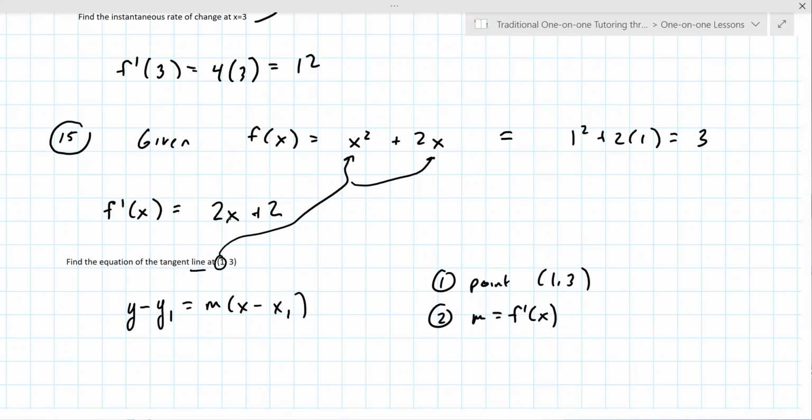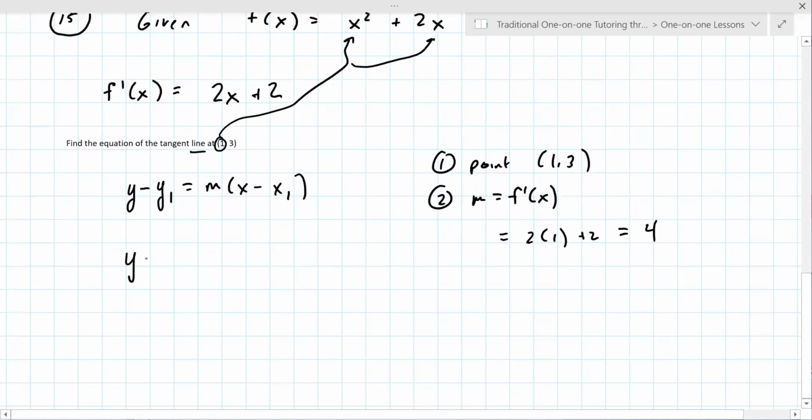So it'd be 2 times 1 plus 2, which is 4. Yes, 4. I've been out in the sun a little too much today. And then it's y minus 3 equals 4 times x minus 1. This is less important now, but you just leave it. You don't need to simplify.